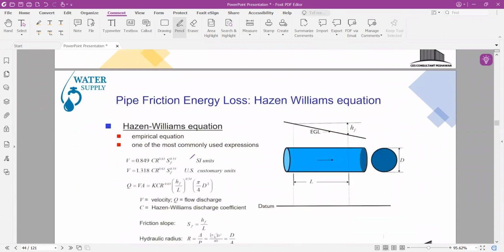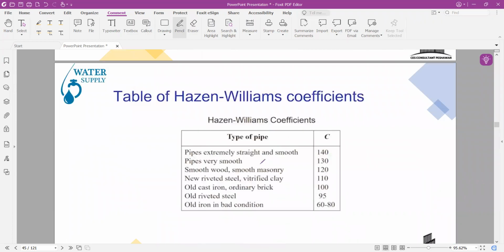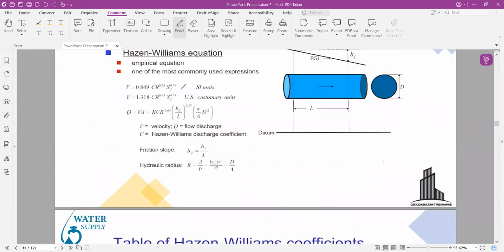This equation was derived by Hazen and Williams, known as the Hazen-Williams equation. The velocity of the fluid flowing through the pipe is equal to 0.849 C R to the power 0.63 S to the power 0.54, where C is the Hazen-Williams coefficient, which is also a material property having different values for different types of pipe. R is the hydraulic radius, equal to the area of the pipe divided by the wetted perimeter. For example, if I have a pipe of area A, I consider it as open channel flow through the pipe, so this portion is the wetted perimeter.